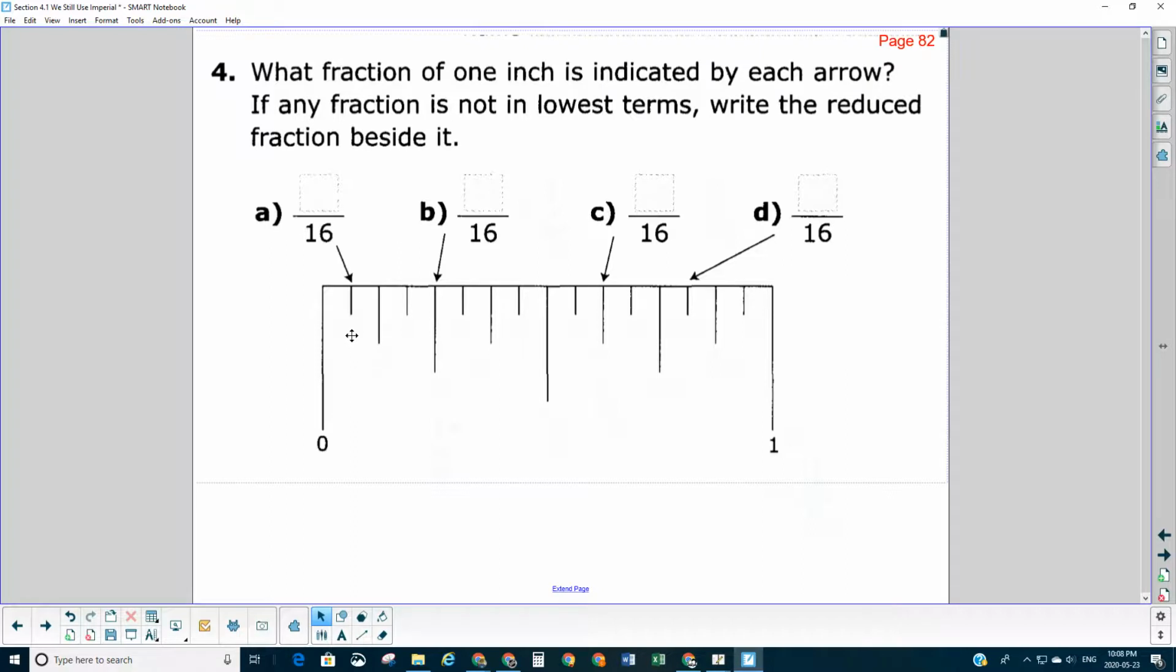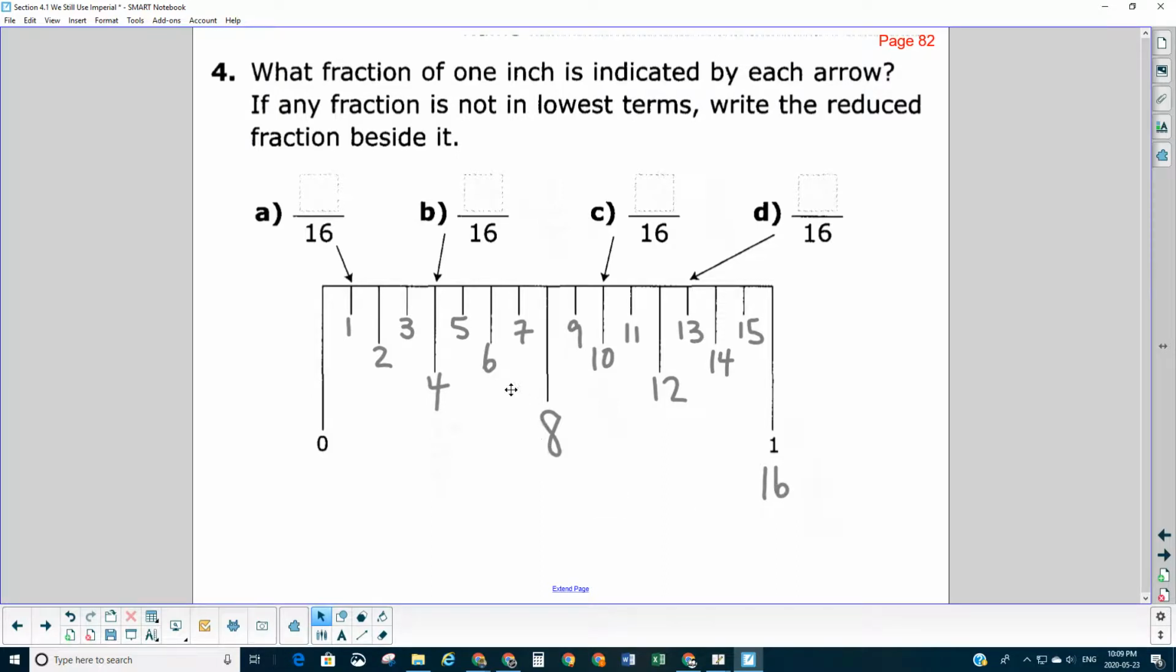So there's 1 tick, 2 ticks, 3 ticks, 4 ticks, 5 ticks, 6 ticks, 7 ticks, 8 ticks. Okay, so 8 is half of 16, so we're halfway there. 9 ticks, 10 ticks, 11 ticks, 12 ticks, 13, 14, 15, and we get to 16 ticks. So you can see, in fact, the 0 to 1 is cut up into 1, 2, 3, 4, 5, 6, 7, 8, 9, 10, 11, 12, 13, 14, 15, 16 ticks.